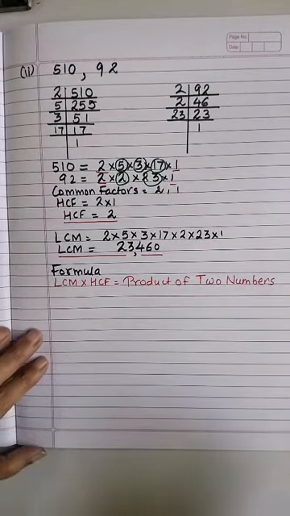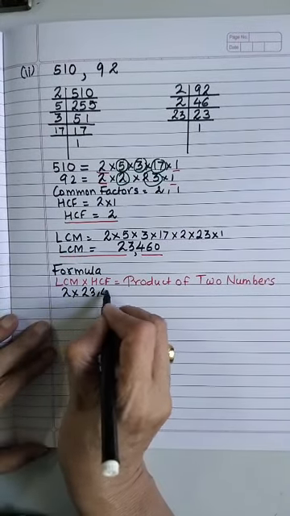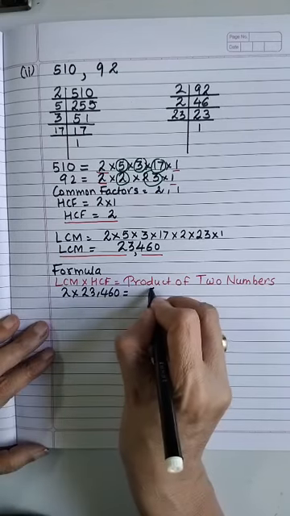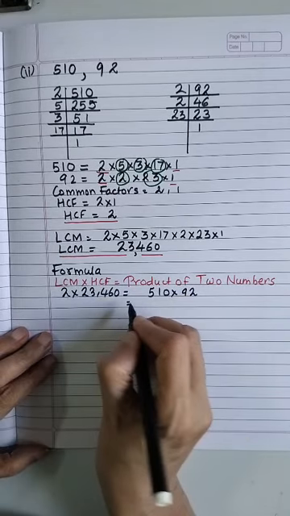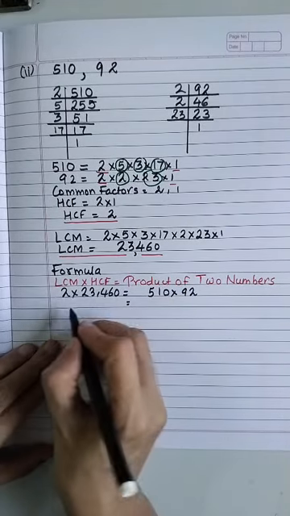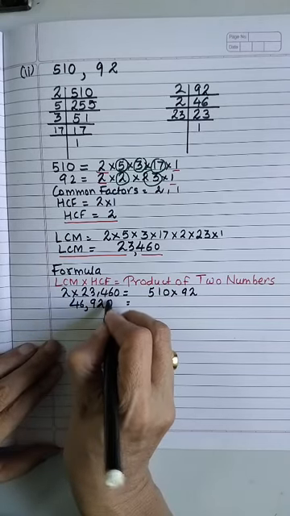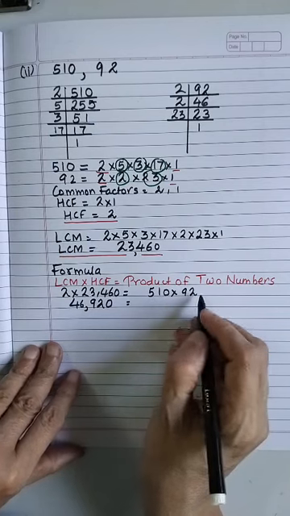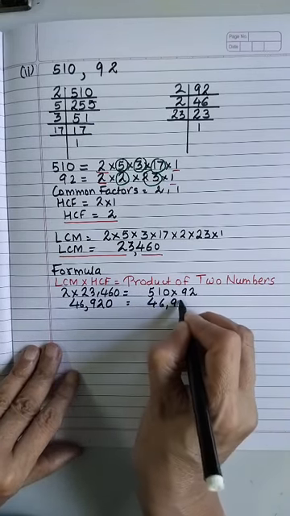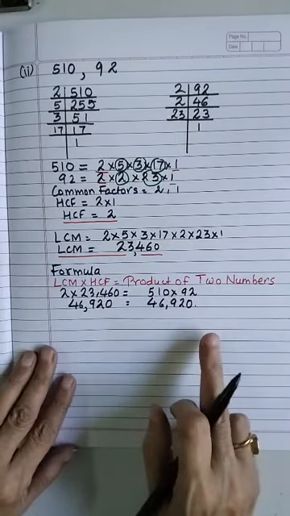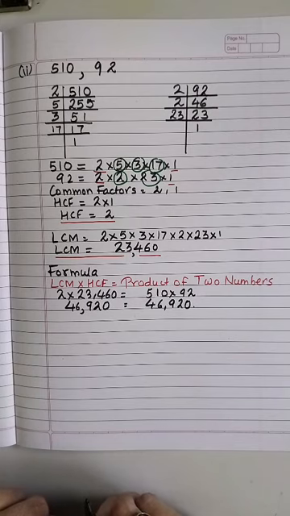We'll place the values. 2 multiplied by 23,460 is equal to 510 into 92, and the product is 46,920. Product of 510 into 92 is also 46,920. Both the sides equal tells us that the LCM and HCF of the given two numbers are correct.